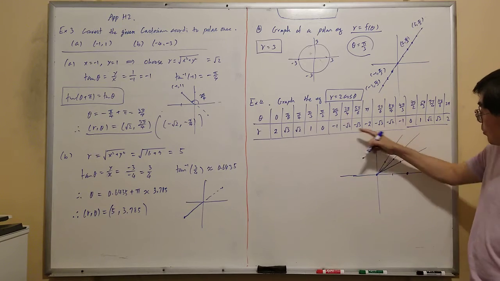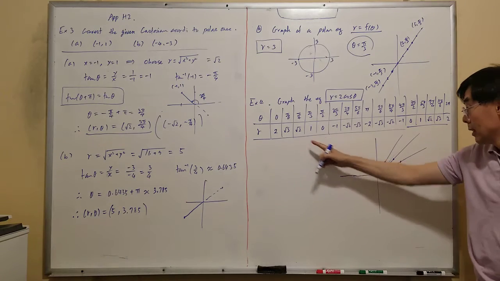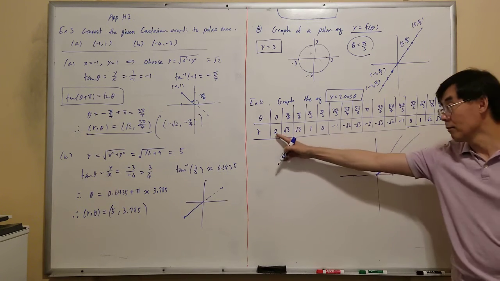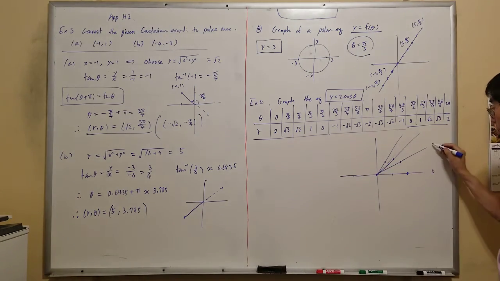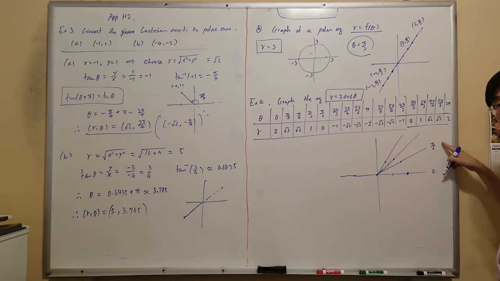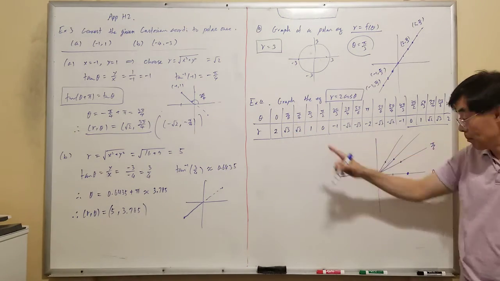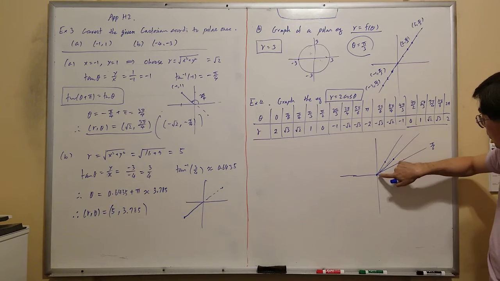At pi over 2, your r value is 0. See? When theta equals 0, the distance from the origin, the r value, is 2. When theta equals pi over 6, that direction, your r, distance from the origin, is about 1.7 something. So you measure from that direction, in that direction, about 1.73 something.